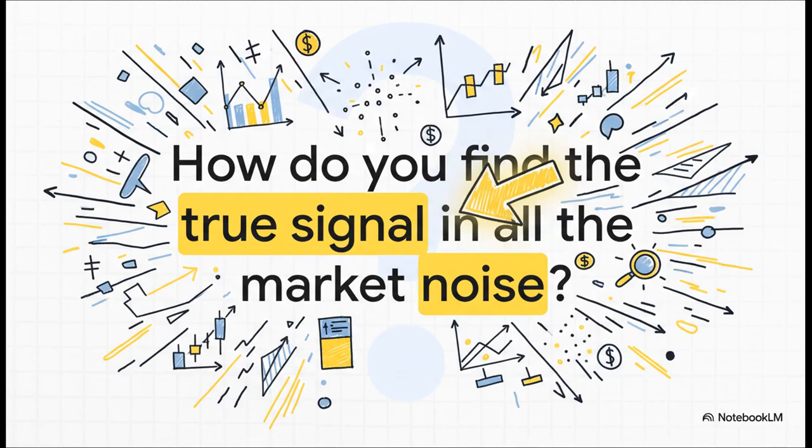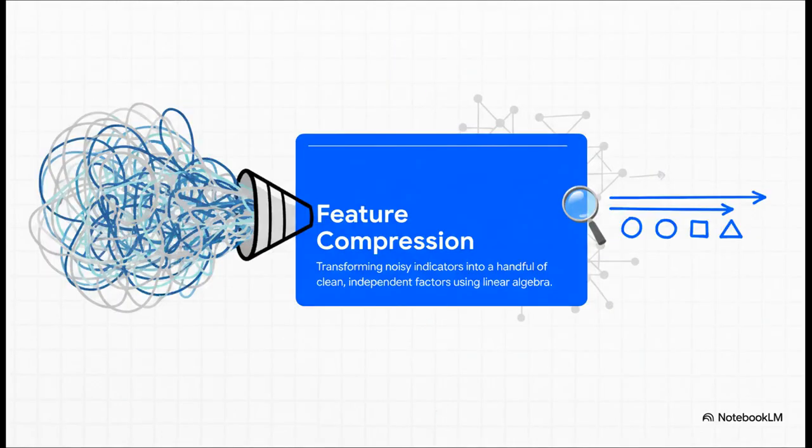This is the million-dollar question for every single trader out there, isn't it? With just an endless stream of data, countless indicators, and constant chatter, how on earth do you find the stuff that actually matters? And the answer lies in this incredibly powerful technique called feature compression. Just think of it like a distillation process, right? It takes all those dozens of overlapping, noisy indicators we've been talking about, and it uses some clever linear algebra to boil them down into just a few pure independent market drivers.